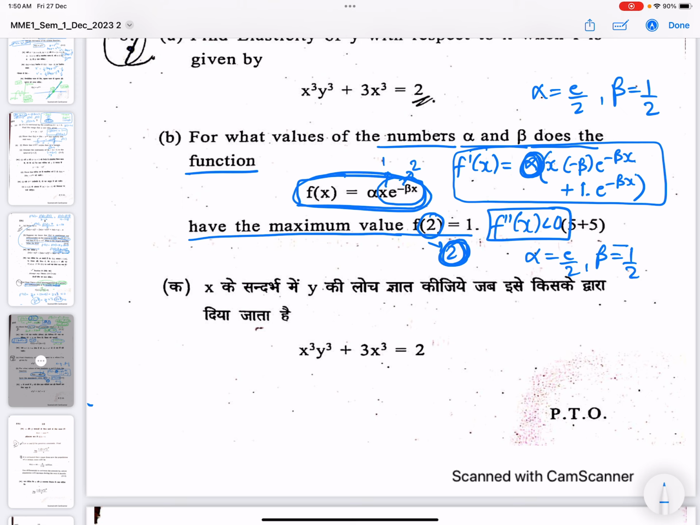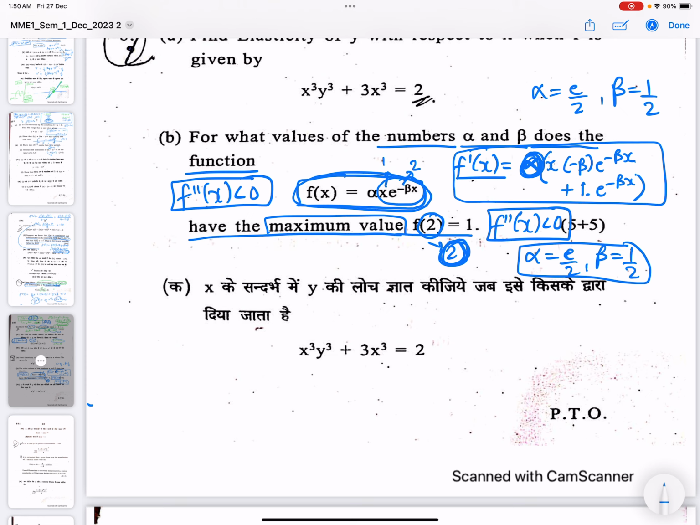We have found f dash x. You will need to differentiate this again. You can do these calculations and put these values in to see. It would be a maximum value only if f double dash x is strictly less than 0, and you will find it. I'm not doing these calculations because it will unnecessarily take extra time.